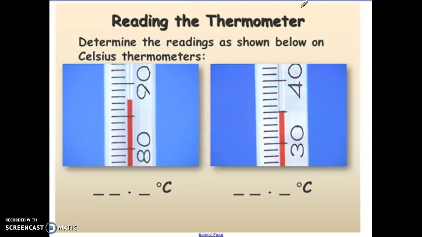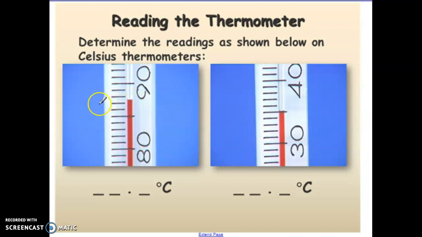Okay, so hopefully you've had a chance to try this out. So we have here 80 and then 90. So if you were to count in between, there's actually 10 increments, right? 1, 2, 3, 4, 5, 6, 7, 8, 9, 10. So each one of those spots is essentially a 1, right? So it's like 81, 82, all the way up to 90.